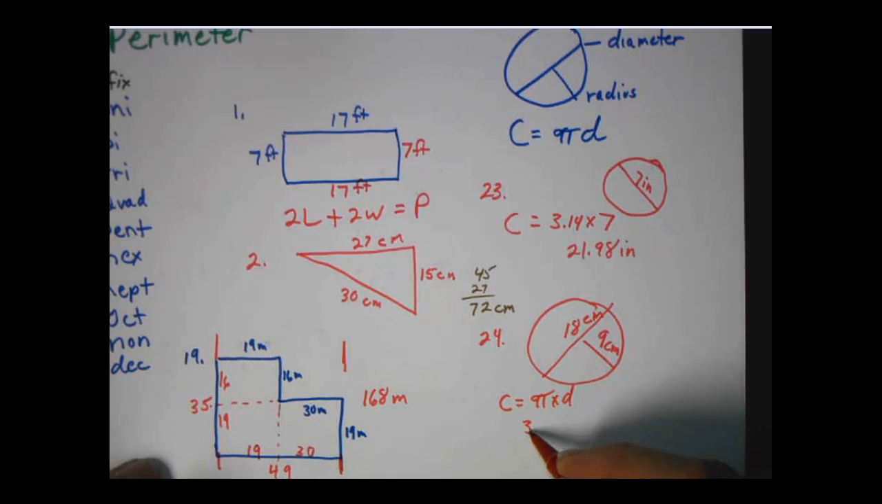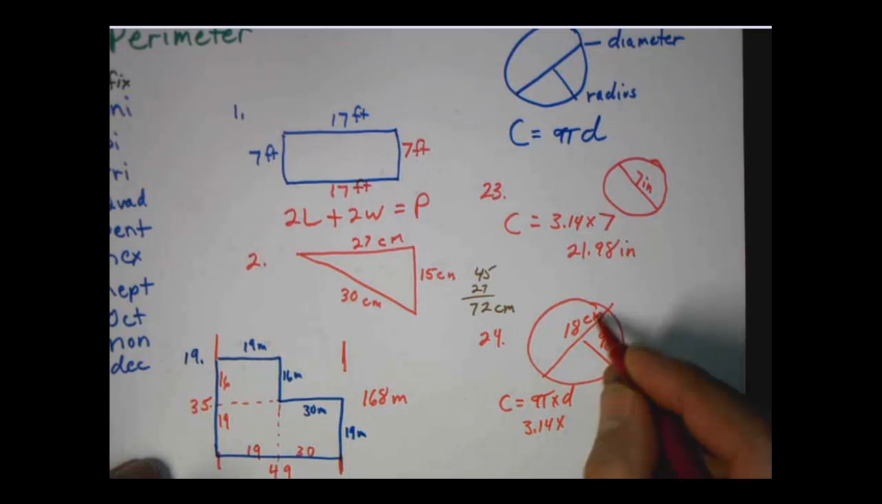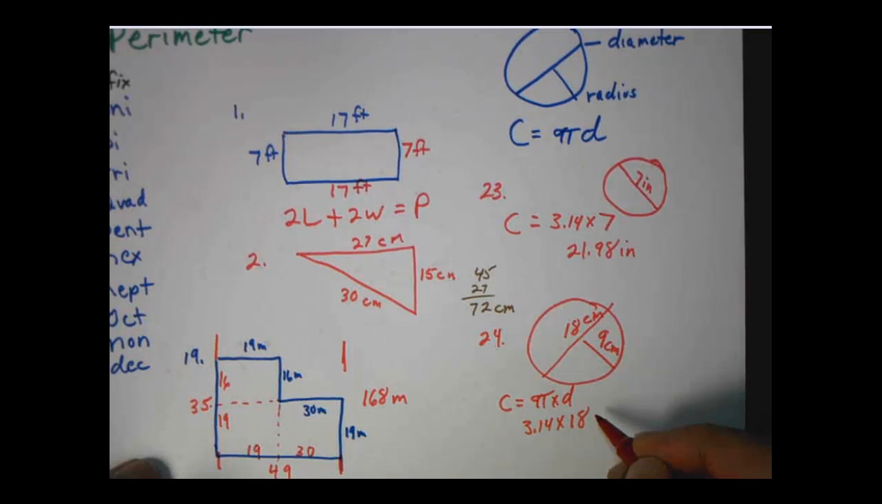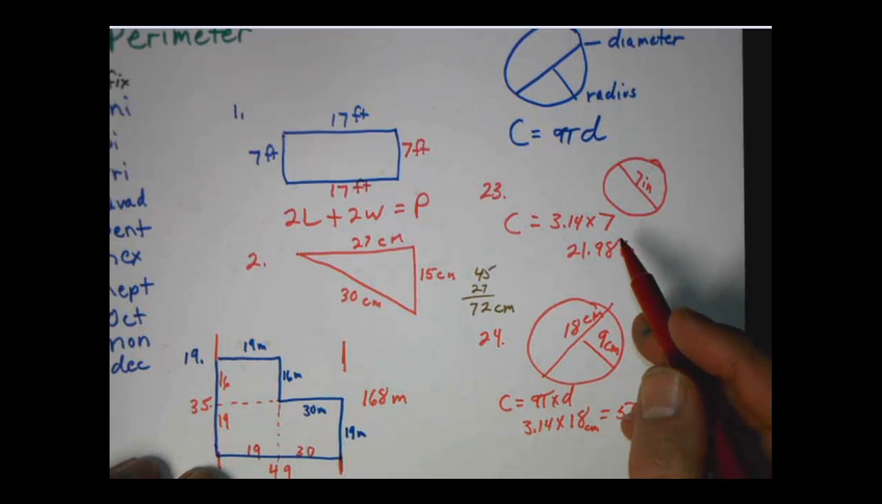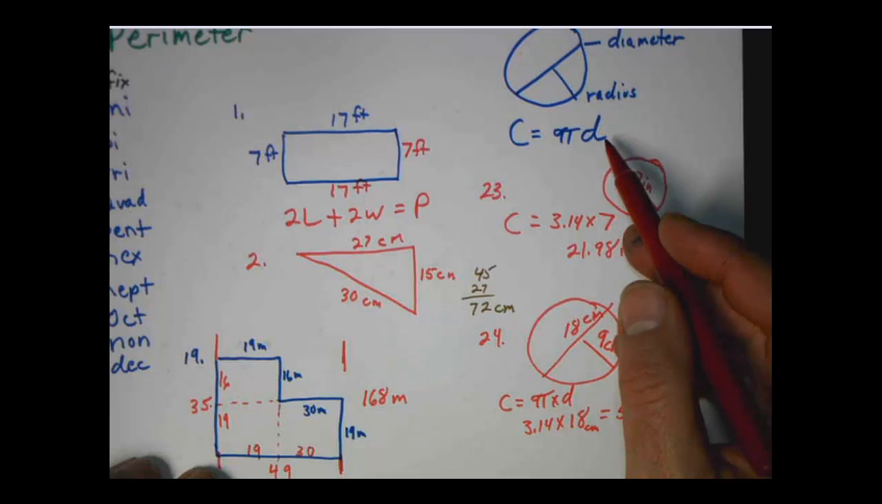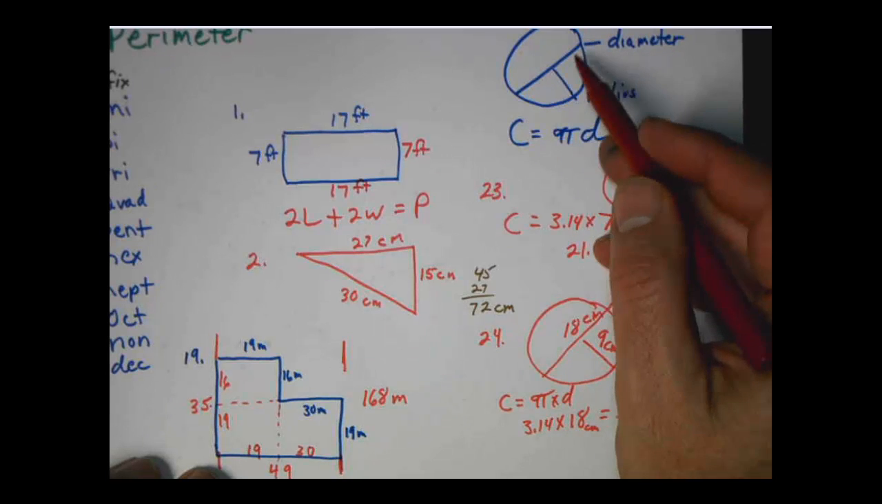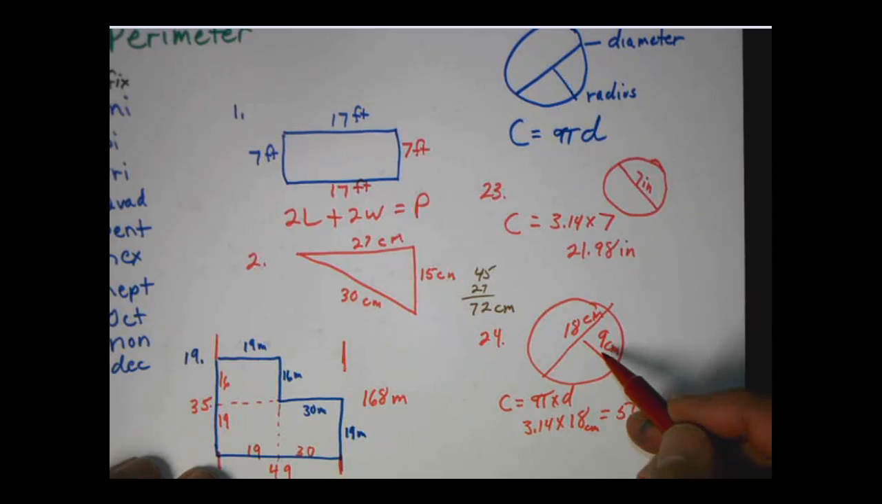C equals pi times diameter. And so 3.14 times diameter, which in this case is 18. And that's going to give us 56.52 centimeters. Because this is in centimeters. It's all formula driven. Simply plug in the numbers, but it has to have diameter. Remember, don't get fooled by the radius. It needs diameter.